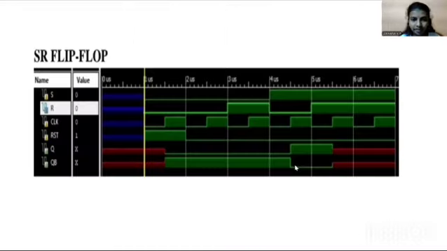So coming back to the output of this SR flip-flop, this is the output of the SR flip-flop where S is 0, R is 0, clock is set to 0 and reset is set to 1, and Q value is X and Q bar value is X.